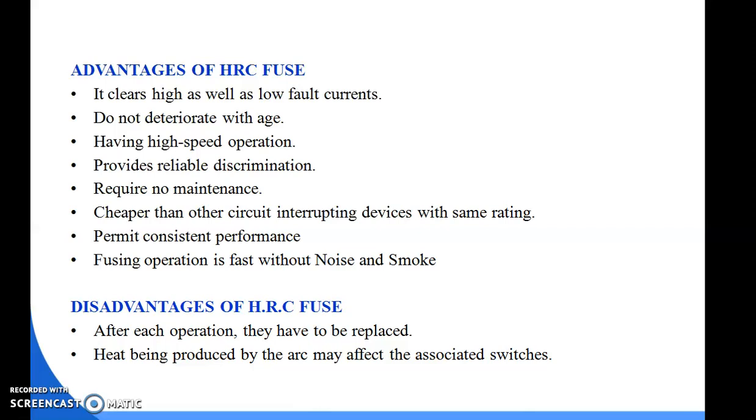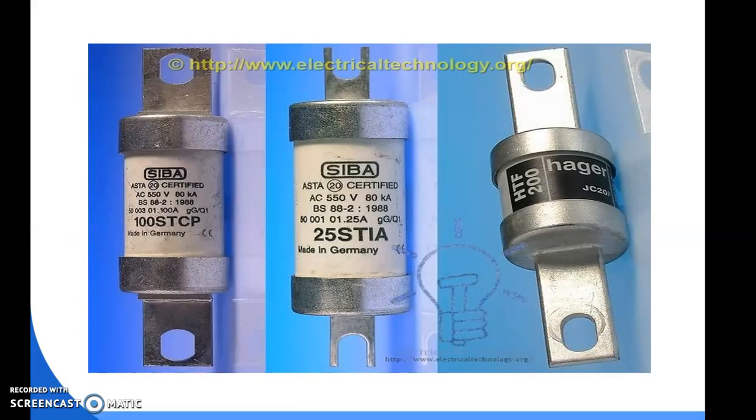And the heat produced by the arc may affect the associated switch. Very important, this is the point. Heat produced by the arc may affect the associated switch. So this is the HRC fuse, and this is made in Germany, and this is certified. The rating is given here, 80 kA and 550 volt.